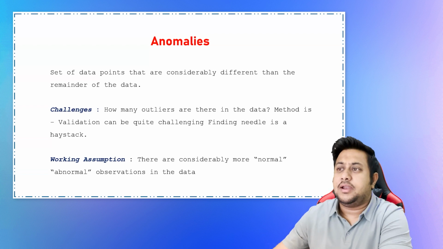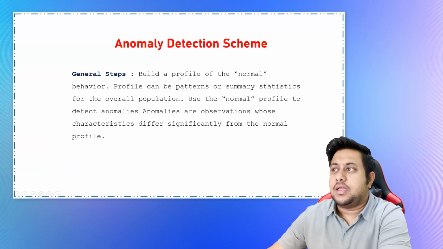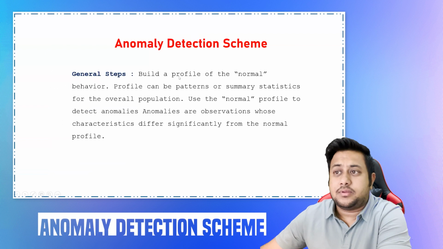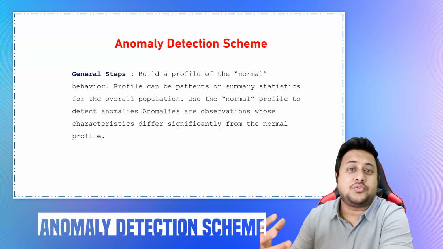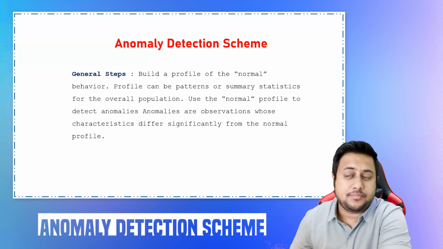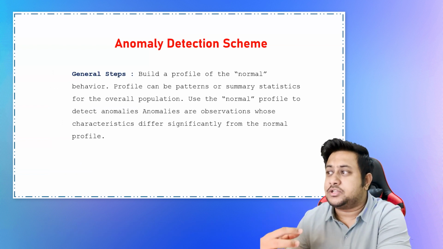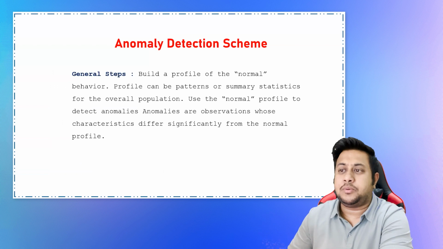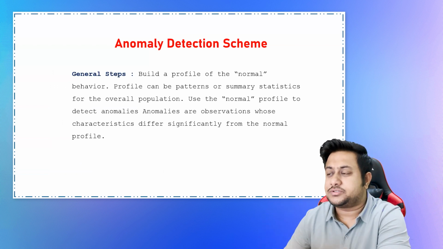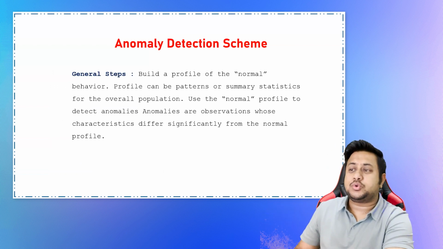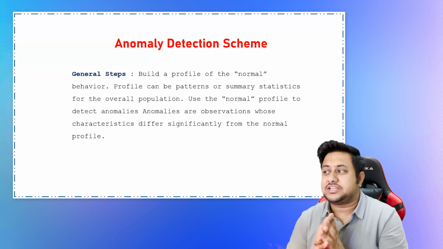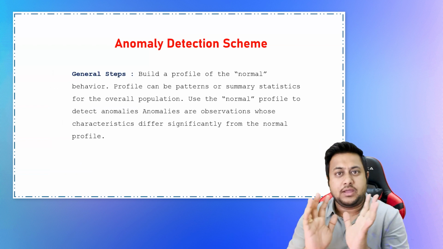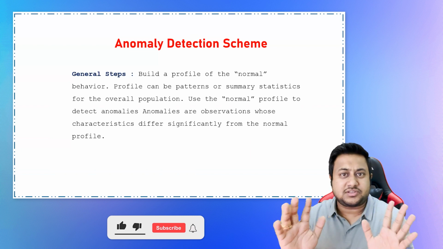Got it? Now, anomaly detection scheme. General steps: build a profile of the normal behavior. Profile can be patterns or summary statistics for the overall population. Use the normal profile to detect anomalies. Anomalies are observations whose characteristics differ significantly from the normal profile. So understanding on anomalies is clear.